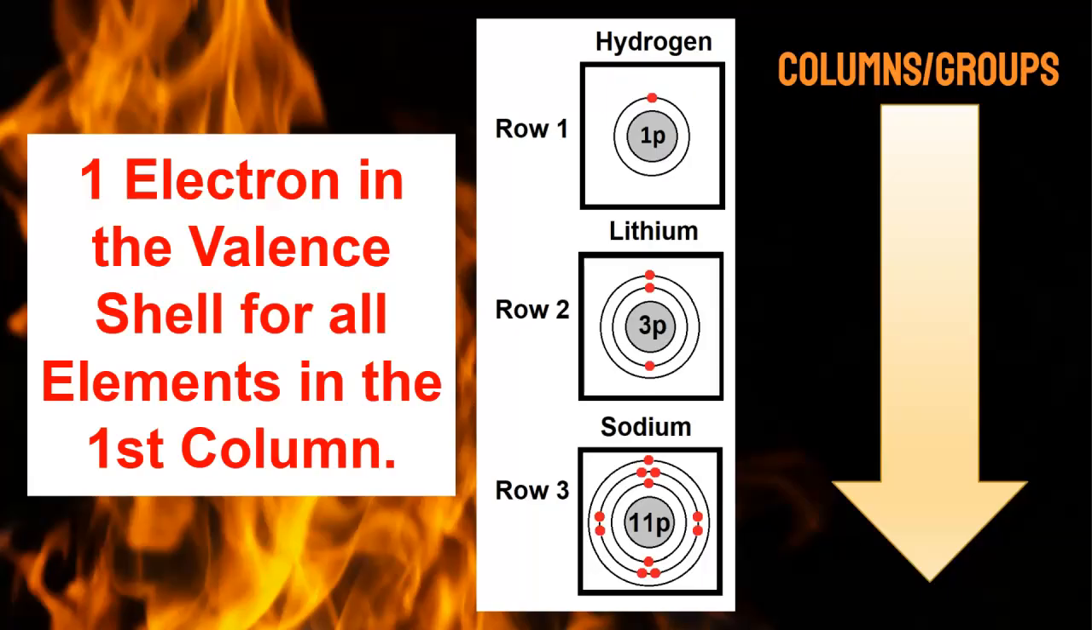If we focus on column 1 specifically of the periodic table, you'll notice that each of these elements, so the elements in column 1 would be hydrogen, lithium, and sodium, they each only have 1 electron in their valence shell. And their valence shell means their outermost shell. So only 1 electron in the outermost shell.